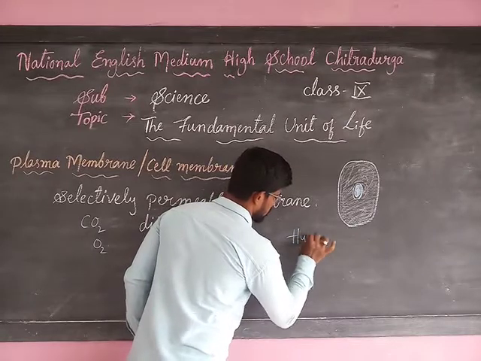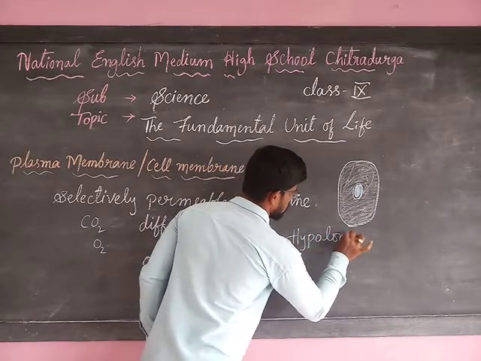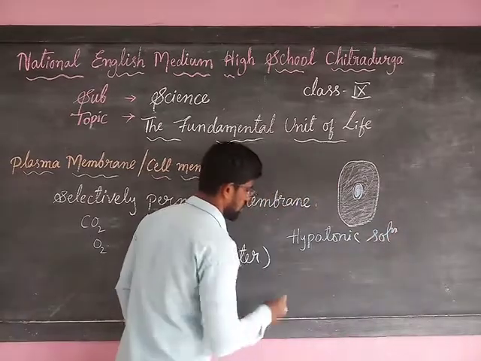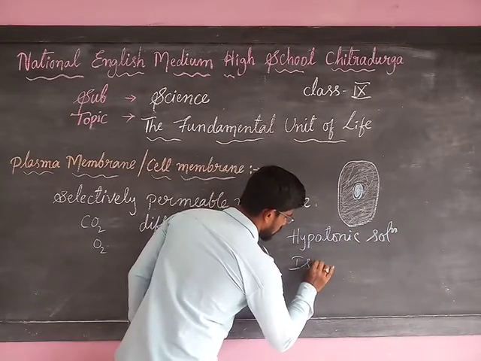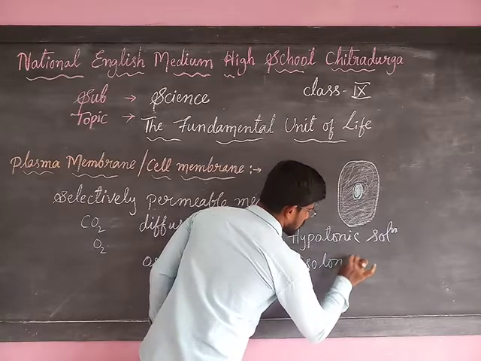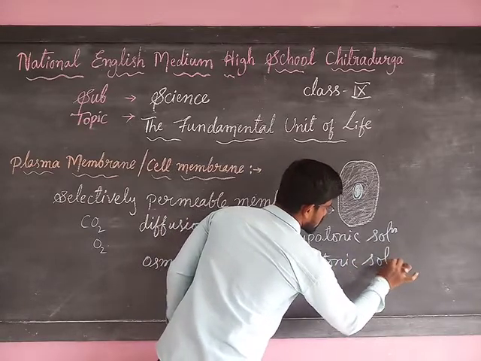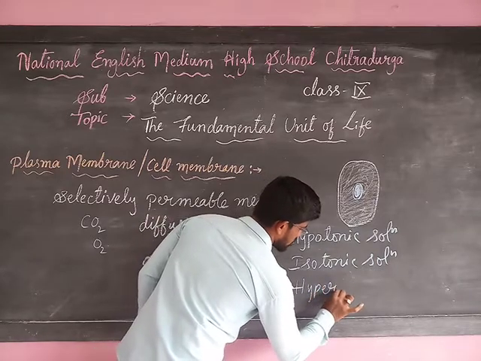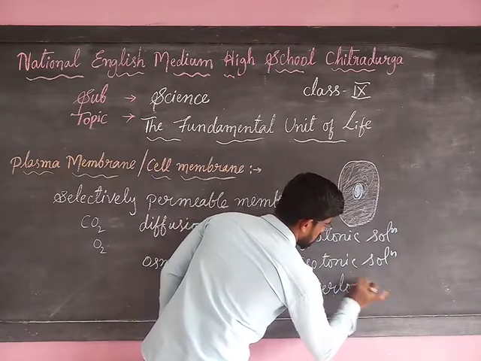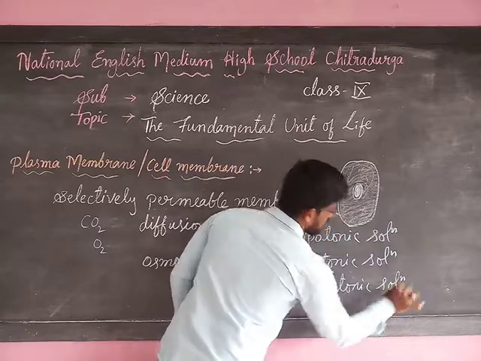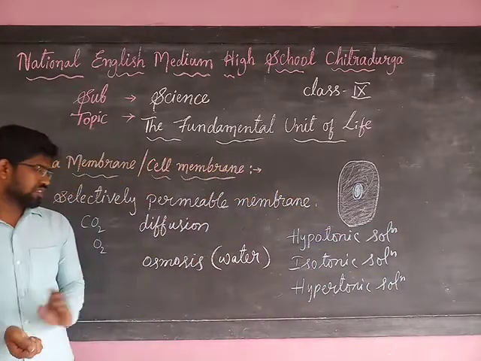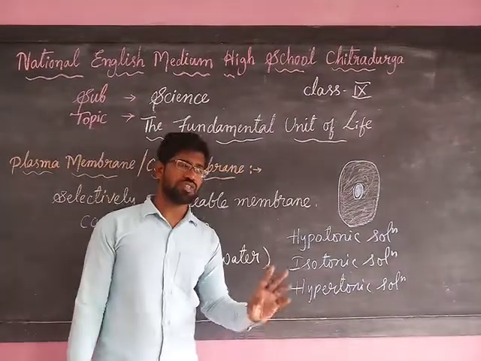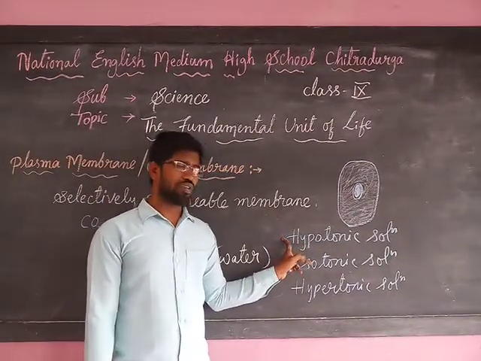hypotonic solution. Hypotonic solution. The second one is isotonic solution. Isotonic solution. And the third one is hypertonic solution. So remember, based on the concentration of water in and outside of a cell body, we have classified the solution into three categories. One is hypotonic solution.